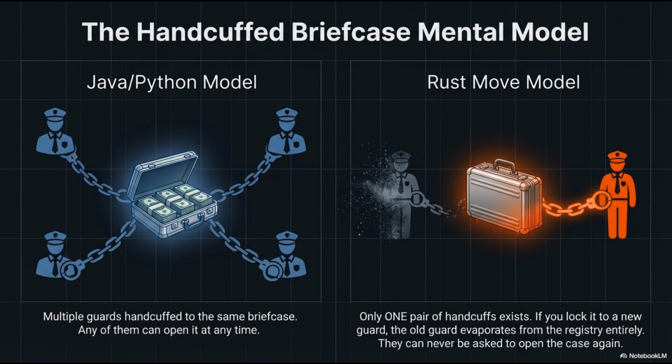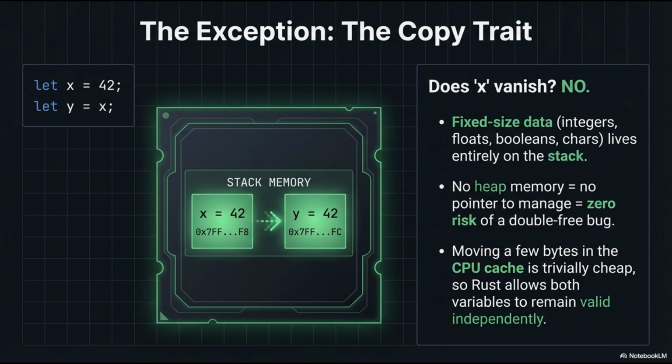Wait, hold on. If the old guard ceases to exist, what happens if I assign basic numbers? Like, if I write let x equals 42 and then let y equals x, does my integer just vanish? Because if x becomes invalid just because I assigned it to y, writing basic mathematical formulas would be an absolute nightmare. Oh, totally. And the language designers anticipated that exact logistical nightmare. Not all data behaves this way. Oh, thank God. Yeah, the behavior we just discussed where ownership moves, that applies to data that manages resources on the heap. But for simple fixed-size data, Rust uses something called the Copy trait. The Copy trait. Okay, so this is an exception to the move semantics. What kind of types fall under this category? Primarily types that live entirely on the stack.